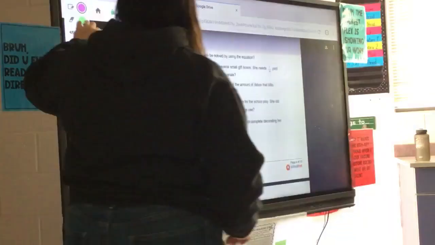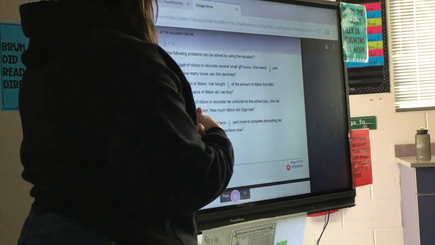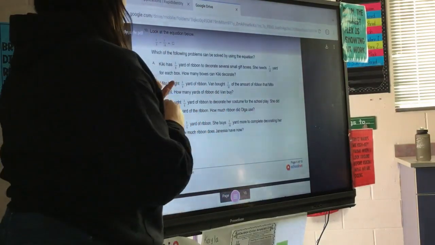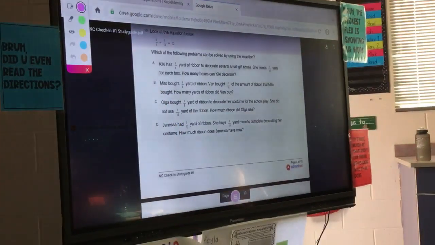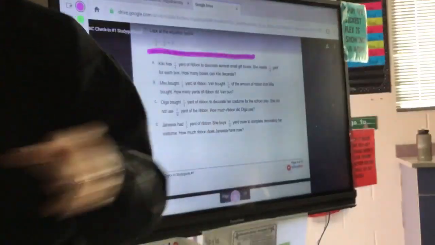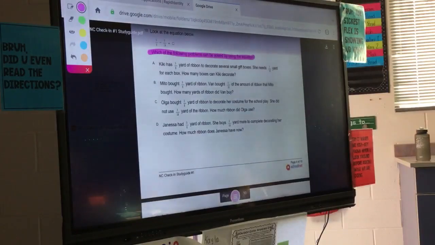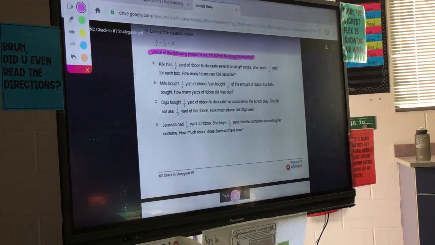Alright, number 10 says, look at the equation below. So you have 3/8 divided by 3/16. Which of the following could be solved by using the equation? Essentially, annotating this problem is just looking for one that this equation could go with. So we're going to do a stand up, sit down kind of situation. For number 10, you had to pick a scenario that would work for this division of fractions.